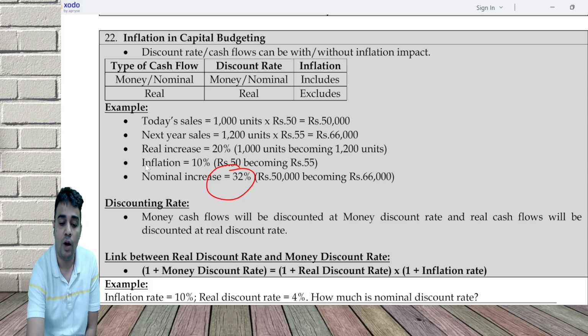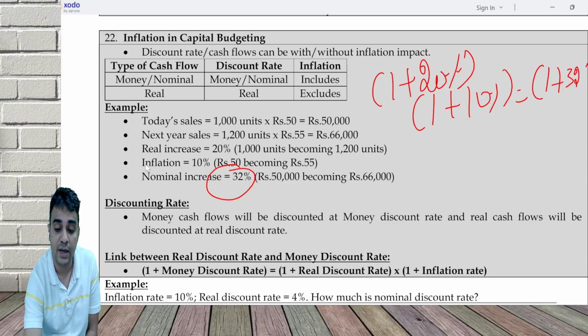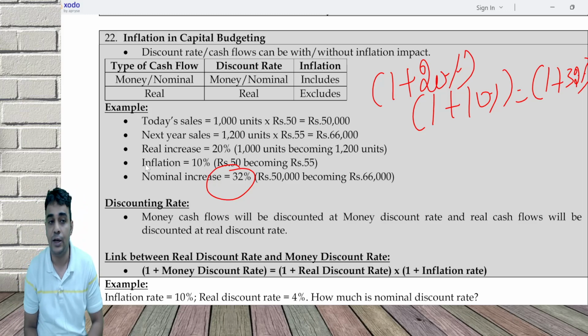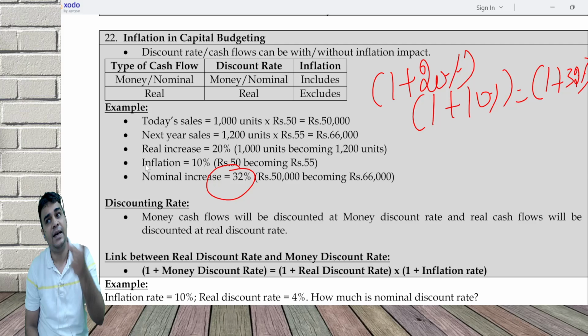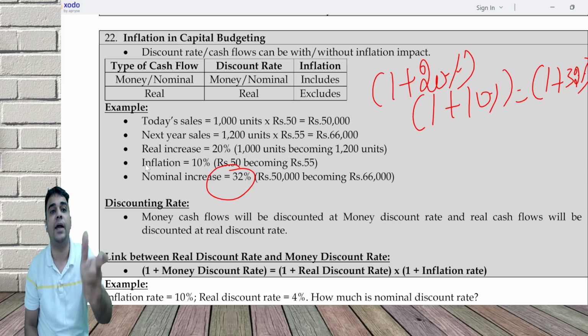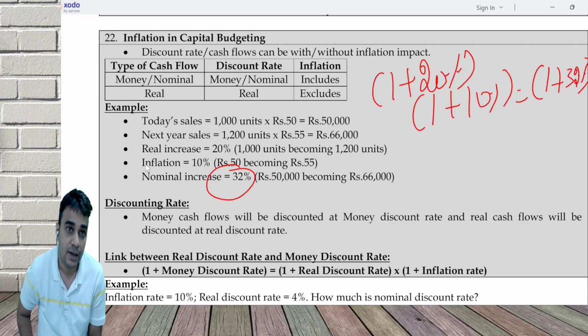So we have a formula: 1 plus real increase, into 1 plus inflation, is equal to 1 plus the nominal increase. 1 plus 20% into 1 plus 10% is equal to 1 plus 32%. You cannot do 20 plus 10. Why did 20 plus 10 become 32? The reason is simple. 10 is right, 20 is also right, but the 10% increase is also applicable on that 20. 10 into 20 is another 2%. That's how that 32% happens.